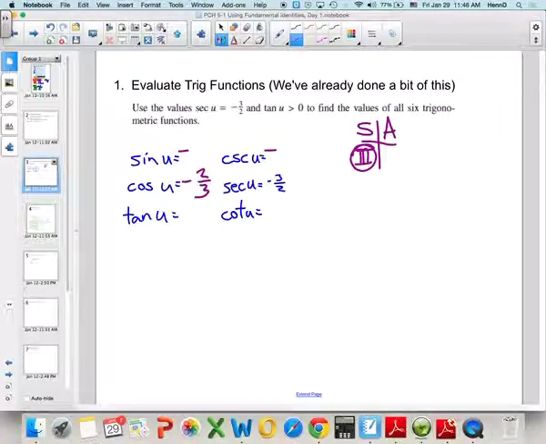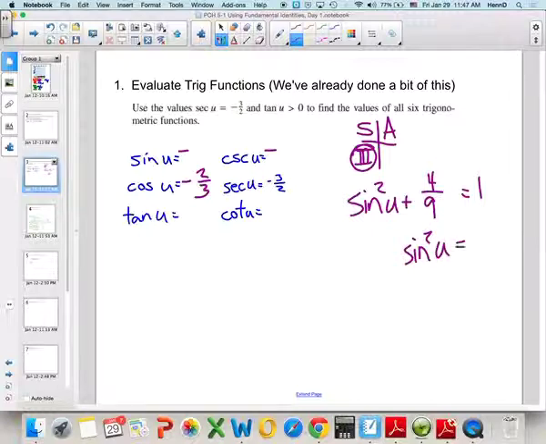Where do we go from here, though? Sine squared plus cosine squared equals 1. Good. That's what kind of identity? Pythagorean. Good. Cosine is negative 2/3, so cosine squared is 4/9. That means sine squared equals 5/9. And then you square root, and sine of u is the square root of 5 over 3.